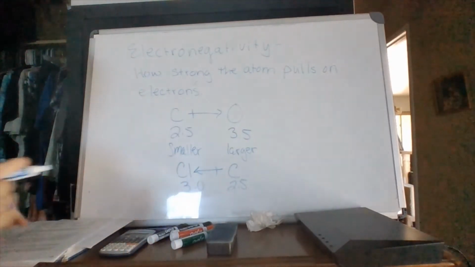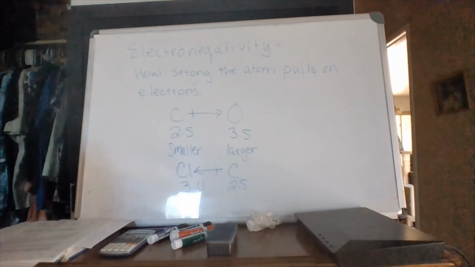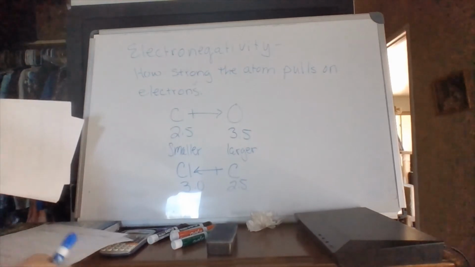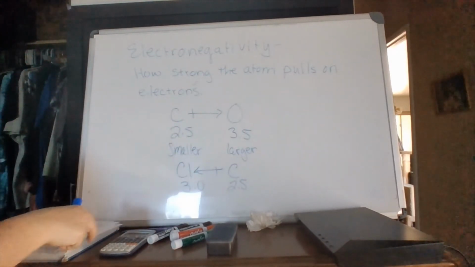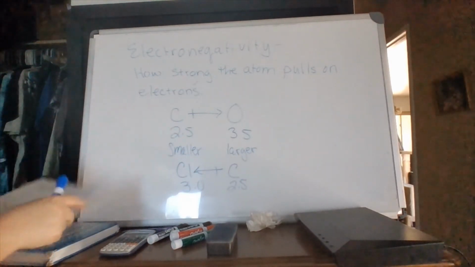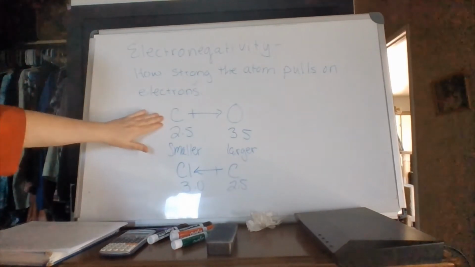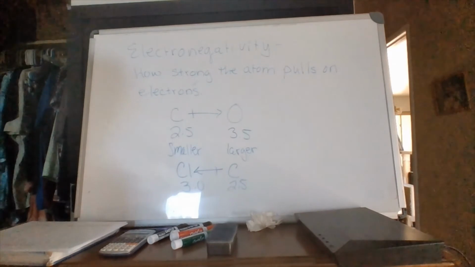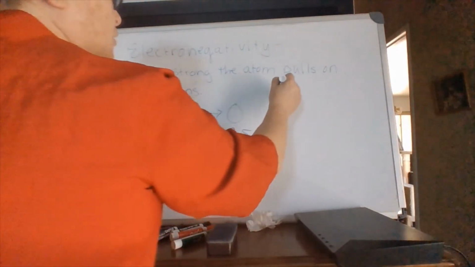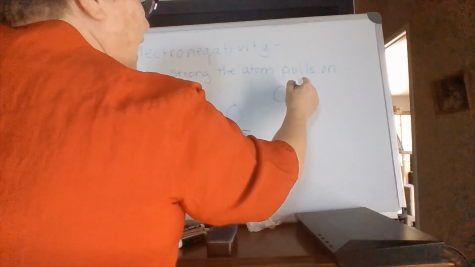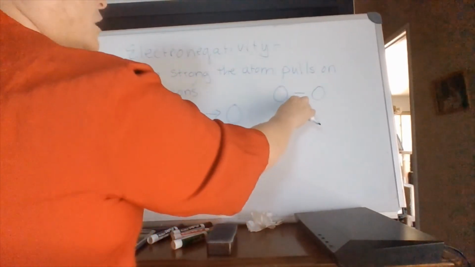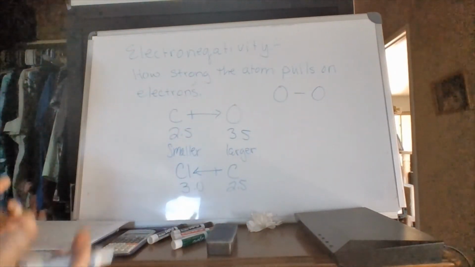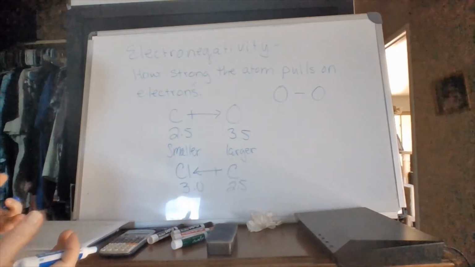So you're going to do this under column F for each bond that's in your Lewis structure. But if it's the same bond over and over again, you only have to put it once. The other thing is if you have two oxygen atoms bonded, you just put a straight line between them because they pull on the electrons equally hard.